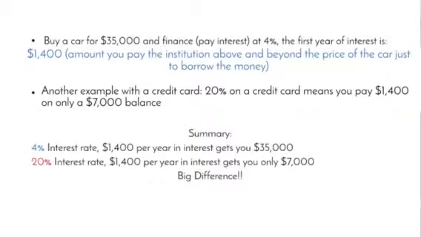Okay, second example. We now have the same $1,400 interest payment, but the interest percentage is 20%. What does this mean? 20% versus 4% means you could only borrow $7,000 for that same interest payment. You want to keep the interest payment dollars-wise the same, $1,400. But when you up that interest rate, this shows you how powerful an interest rate is.